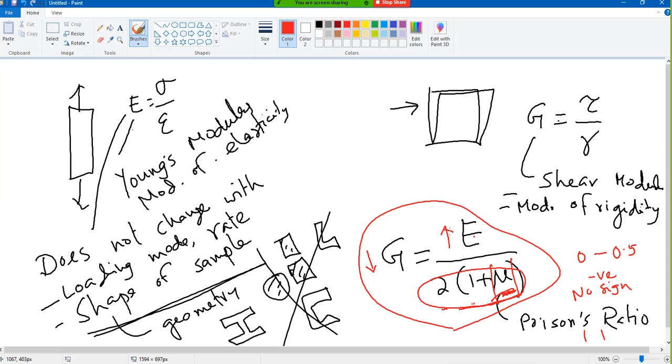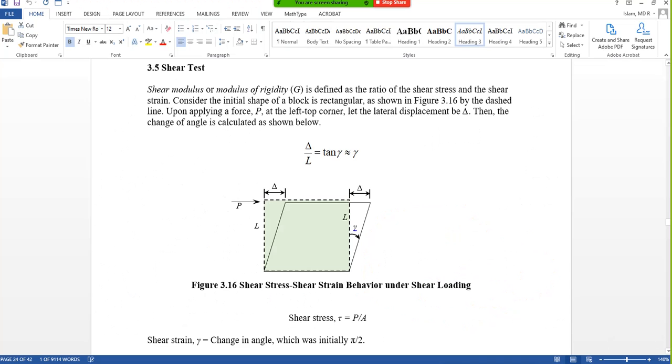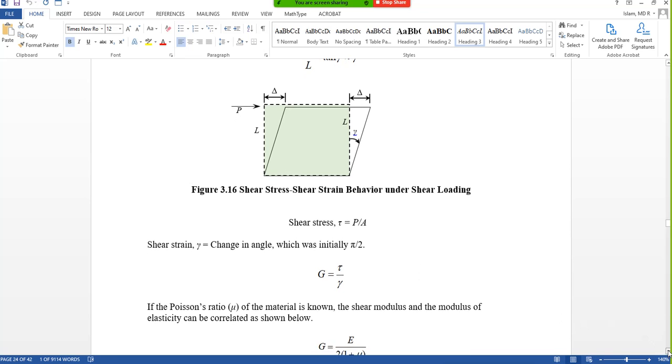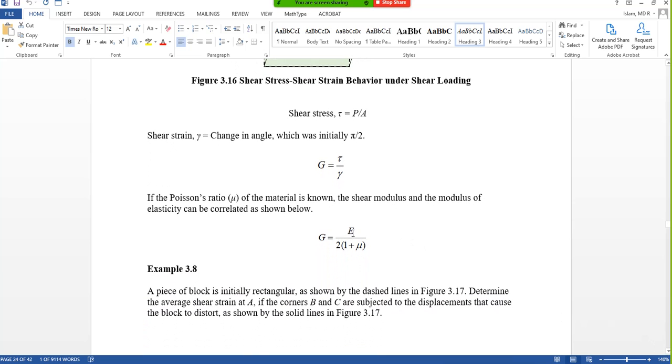Now let me check with your book whether I did right or wrong. Hopefully right. Okay, so where is my cursor? Yes, so shear stress, we define shear stress as P by area, and area means this area, and then shear modulus is stress over strain. The connection is G equals E divided by this. Now this equation is in your FE exam also, so there might be some question.